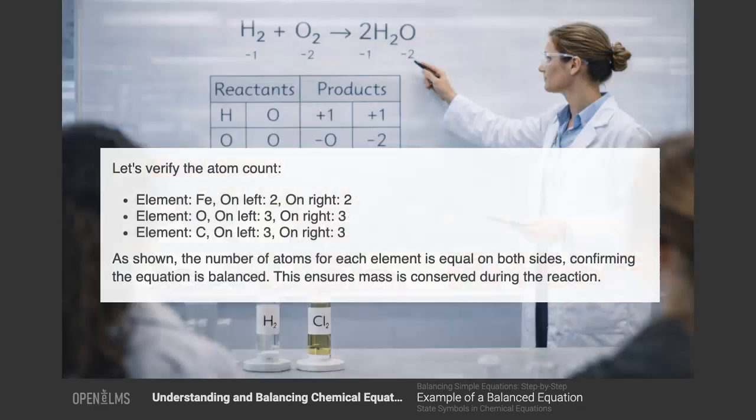Let's verify the atom count. Element Fe: on left 2, on right 2. Element O: on left 3, on right 3. Element C: on left 3, on right 3. As shown, the number of atoms for each element is equal on both sides, confirming the equation is balanced. This ensures mass is conserved during the reaction.